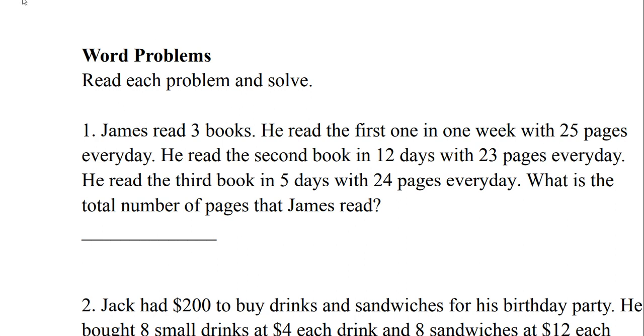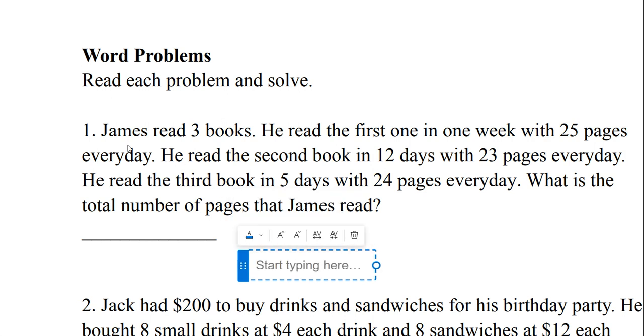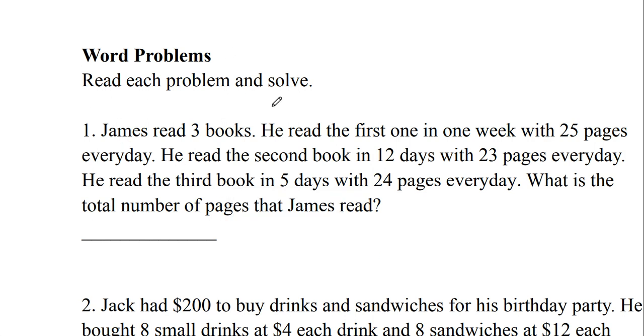So let's make an equation for number 1. And let's read the question first before we make the equation. James read 3 books, and he read the first one in 1 week, which is 7 days, with 25 pages every day. And he read the second book in 12 days with 23 pages every day. And he read the third book in 5 days with 24 pages every day. What is the total number, meaning, how many pages did James read?